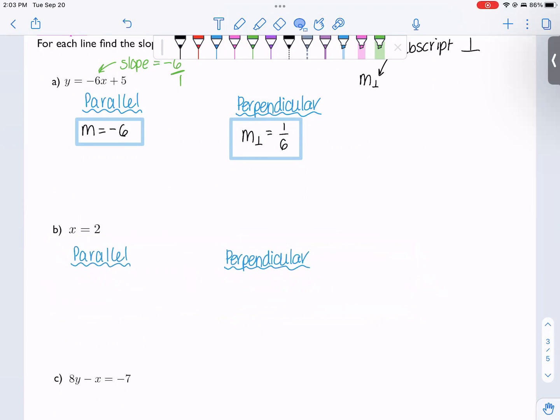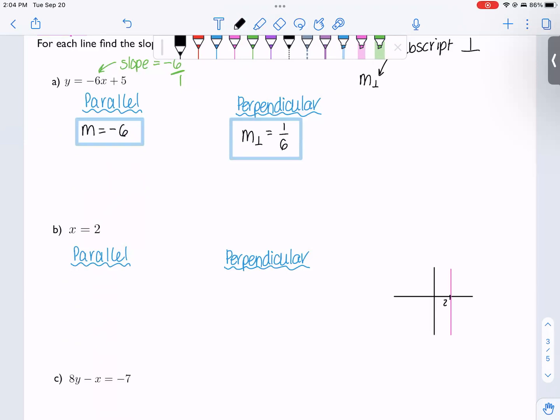All right. The next one is x equals 2. For x equals 2, this is a special line. This is either a vertical or horizontal line. So we can draw ourselves a small picture over here. X equals 2 is going to be the line where all the x values are 2. So that would be somewhere out here, where this is like 2 on the x-axis. So it's a vertical line. Vertical lines have an undefined slope.